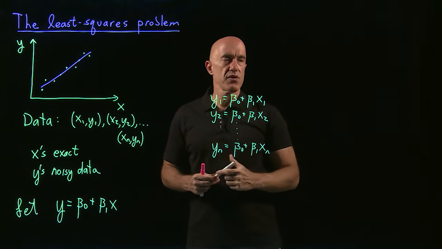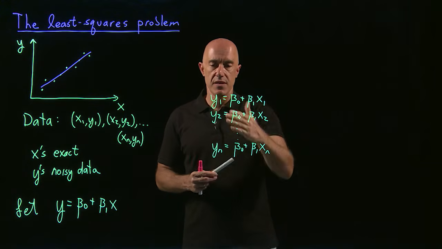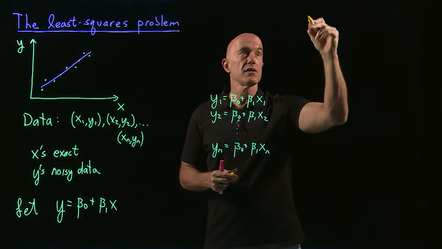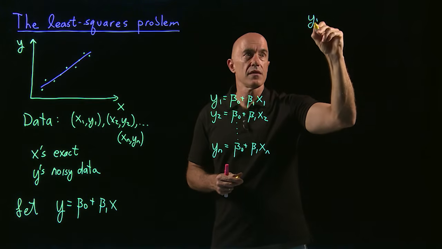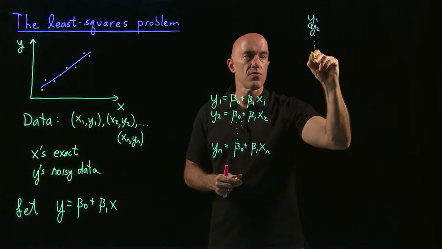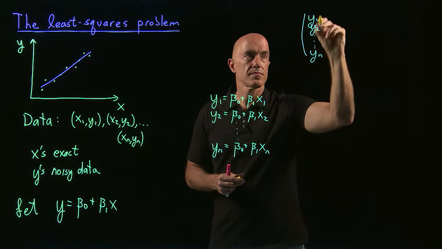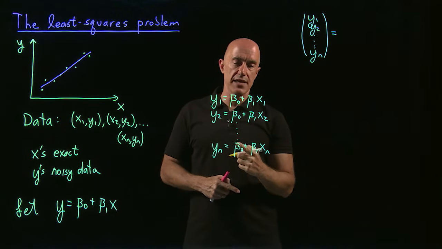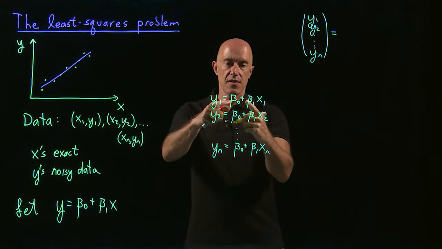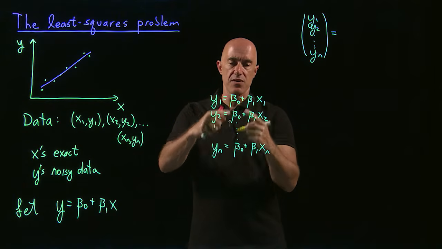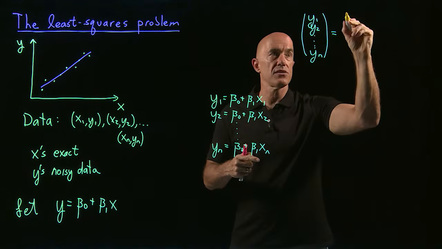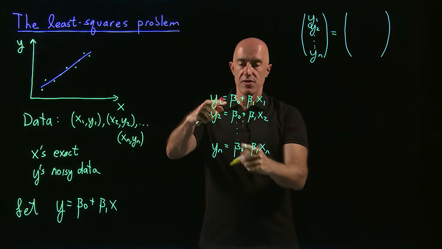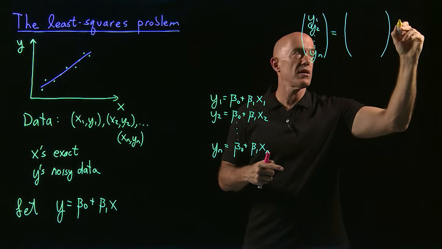This is a matrix equation, so let me write the equation. The left-hand side here is a column vector. So this is y1, y2 through yn. Right? And the right-hand side then is a multiplication of 2 matrices. The unknown here is beta naught and beta 1. Okay, so we have some matrix here times our unknown vector. The unknown vector is beta naught and beta 1.